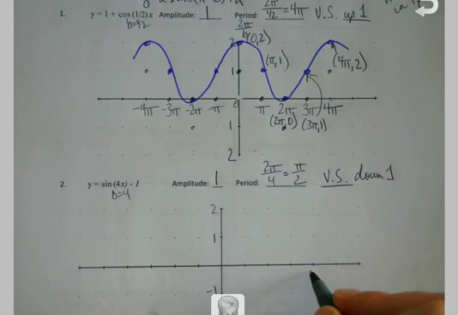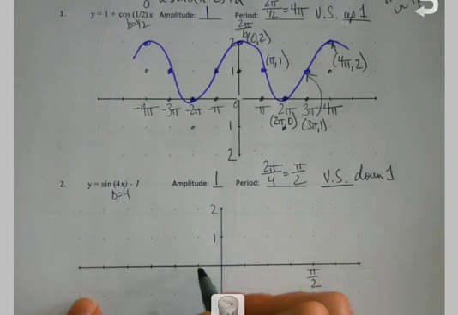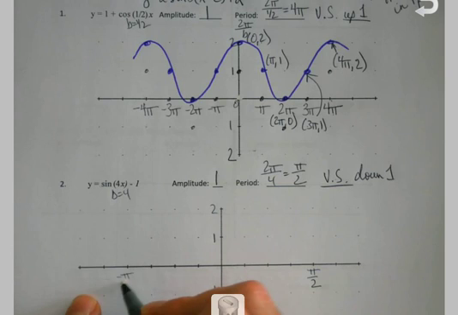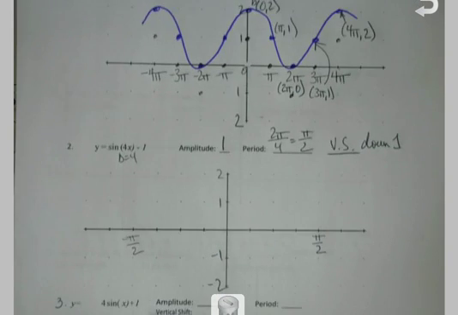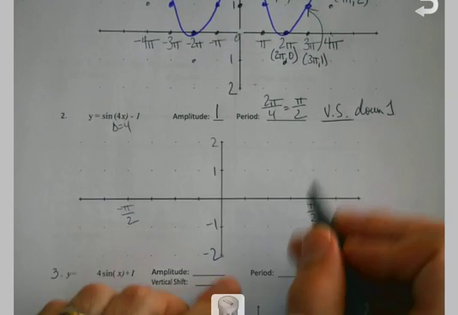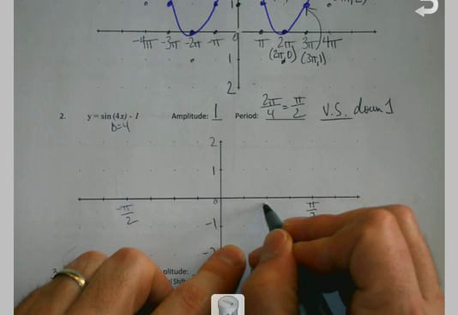So, with my amplitude being 1, I'll just label these by 1s again. With my period being pi over 2, now we'll go ahead and we'll break it down here some. So again, in between 0 and a half would be a quarter.